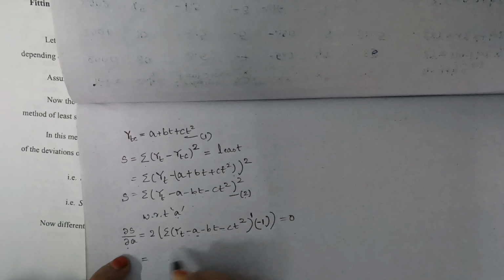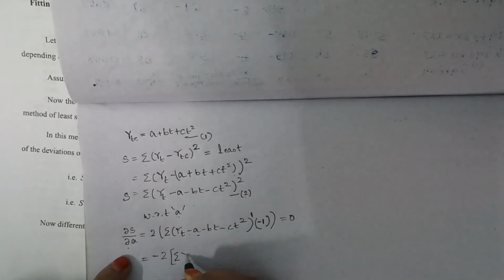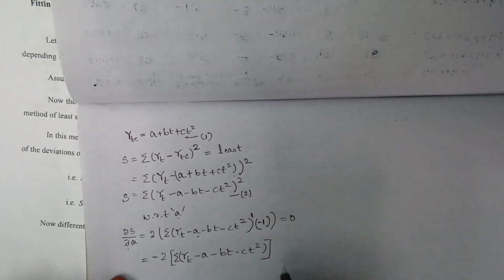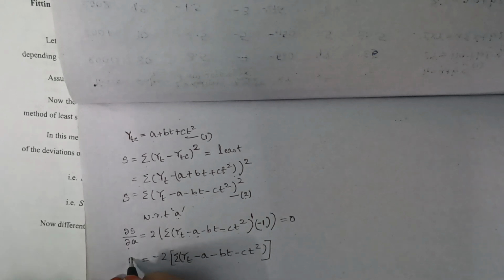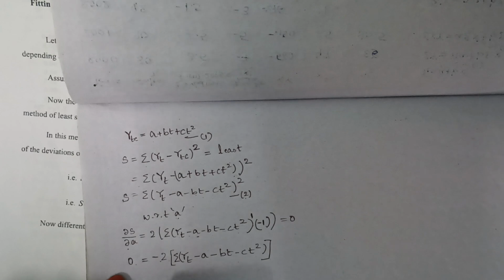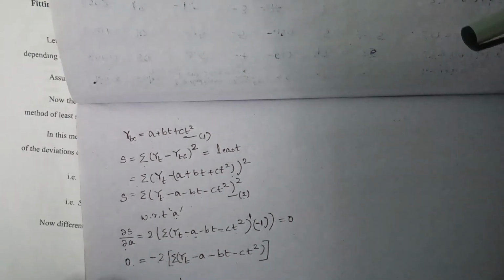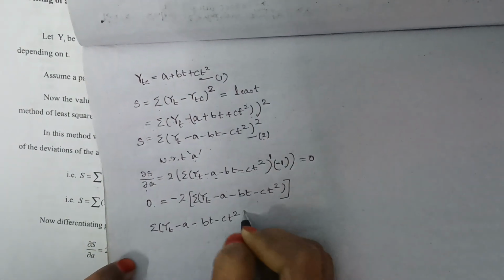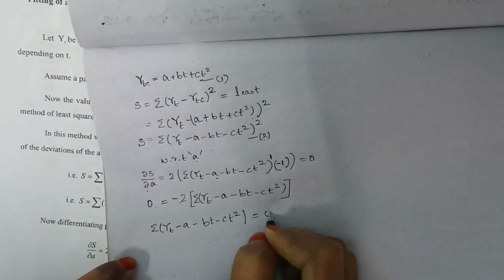Therefore, if we multiply minus 2 into summation yt minus a minus bt minus ct square, which is equal to 0. So if we send minus 2 to this side, we get 0. Therefore, summation yt minus a minus bt minus ct square is equal to 0.